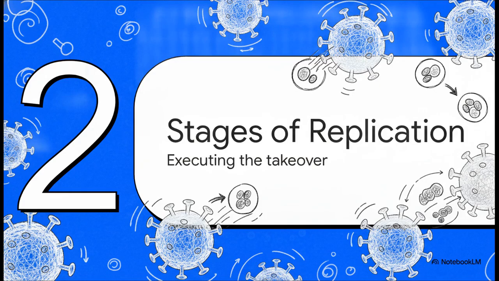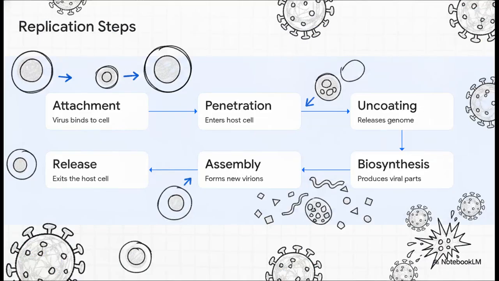Moving to Section 2, the 6 stages of replication, executing the cellular takeover. All right, here is the master plan. Every single virus has to navigate this 6-stage cycle to successfully hijack a cell. It always starts with attachment, followed by penetration, where they actually enter the cell through mechanisms like membrane fusion or endocytosis. Next is uncoating to release the payload.